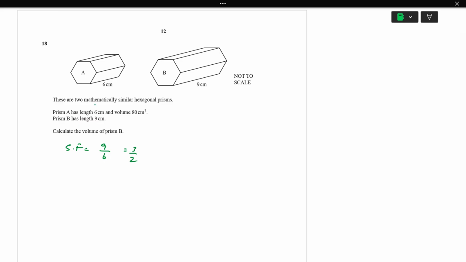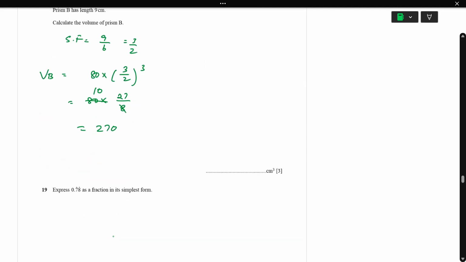Okay, so now the small one's volume is 80. The volume factor is going to be the cube of the scale factor. So 3 by 2 whole cube times 80 equals the volume of B. So 80 times, 3 cube is 27, 27 over 8. So this is going to be 10. So 10 times 27, 270 centimeter cube. So the answer is going to be 270.